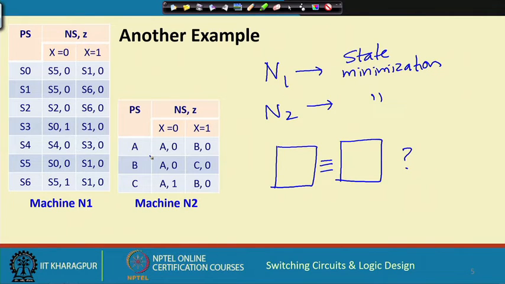So, I leave this as an exercise for you. You can basically try this out and check whether you are getting this equivalence or not.